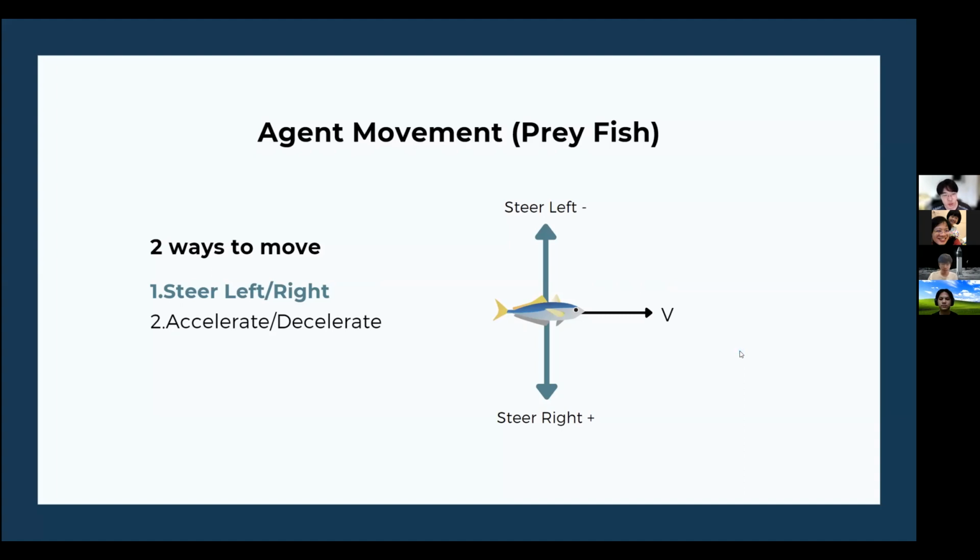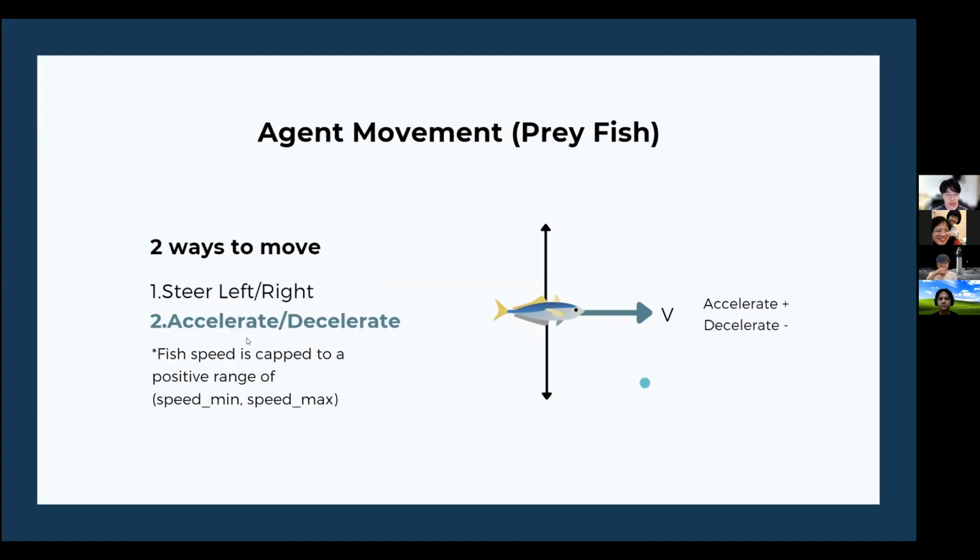And next, for the agent movement, agents have 2 ways to move: steering left and right, or accelerating and decelerating. Fish speed is also capped to a positive range of minimum speed and maximum speed. The value that we use here is that the maximum speed is 2 times the minimum speed.